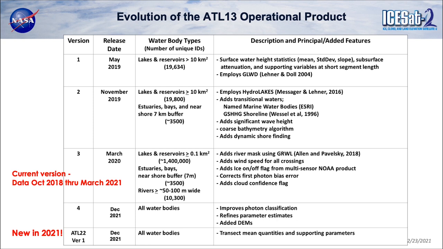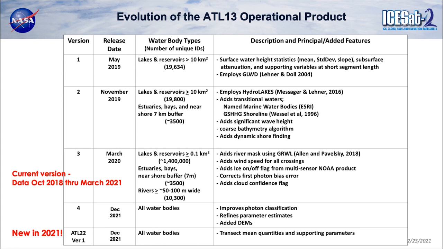Also noteworthy here in column 4 is that with each new release, we provide not only an improvement in the quality of the data product, but also in the types of parameters that are being published. For instance, in version 1, we were focused conservatively just on the surface water height statistics. But in version 2, we added significant wave height and coarse bathymetry. And in version 3, we've added wind speed.